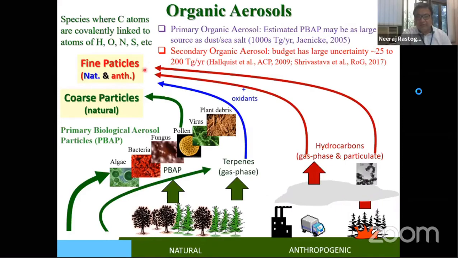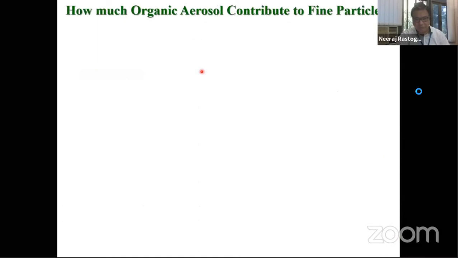If you see their estimate, primary organic aerosol may be as large as dust or sea salt, in the order of thousands of teragram per year. But if you talk about secondary organic aerosol, this budget has large uncertainty, from 25 to 200 teragram per year. It is a very wide range and it can be even higher. So people are trying to understand more about secondary organic aerosol.